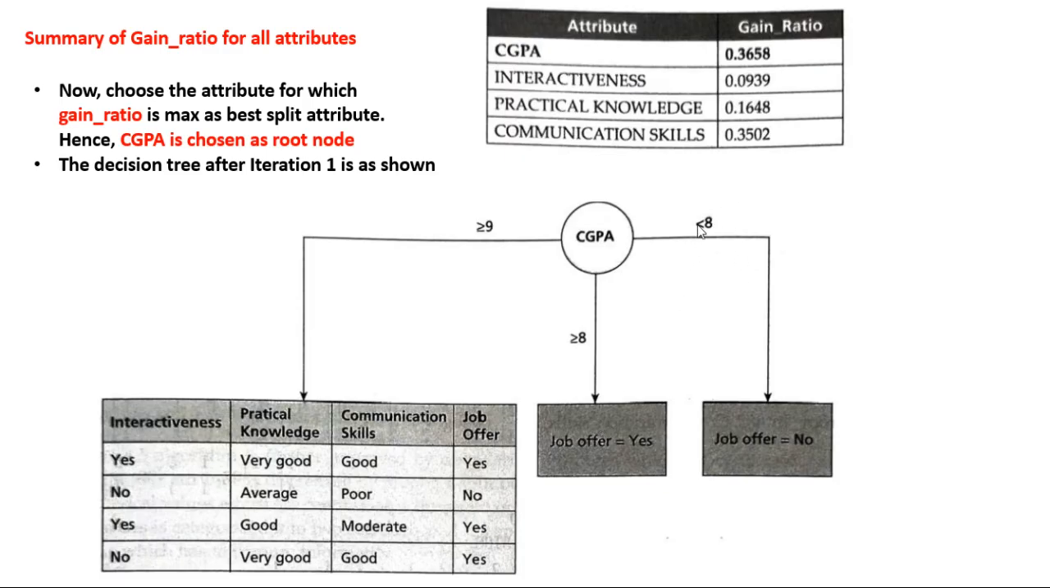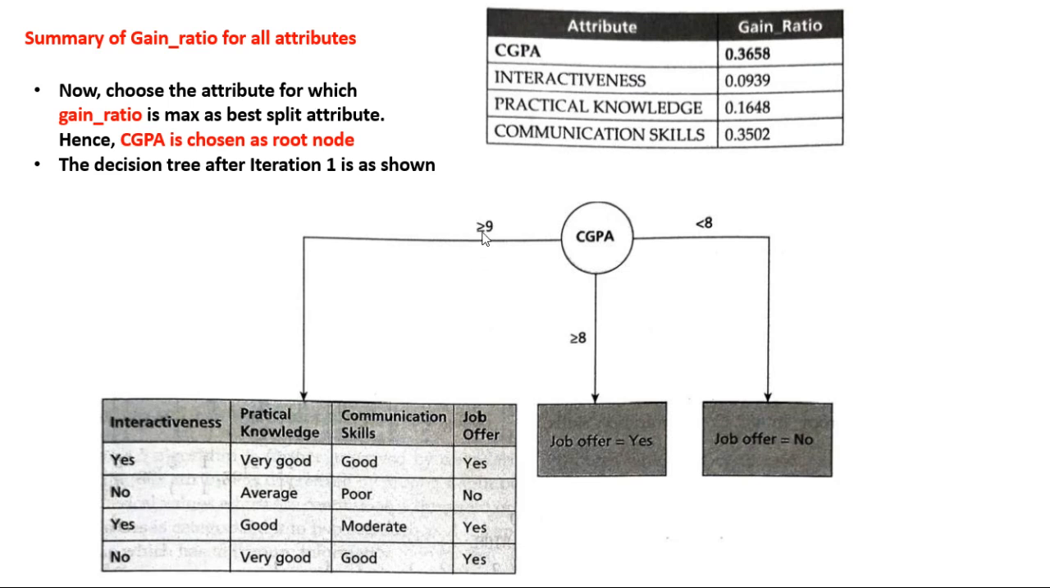Again go back to your training data set, check for less than 8. For less than 8, job offer was always no. So there is no branching required, no decision to be taken. Directly for the decision less than 8, it's leading us to a leaf node, job offer equal to no.